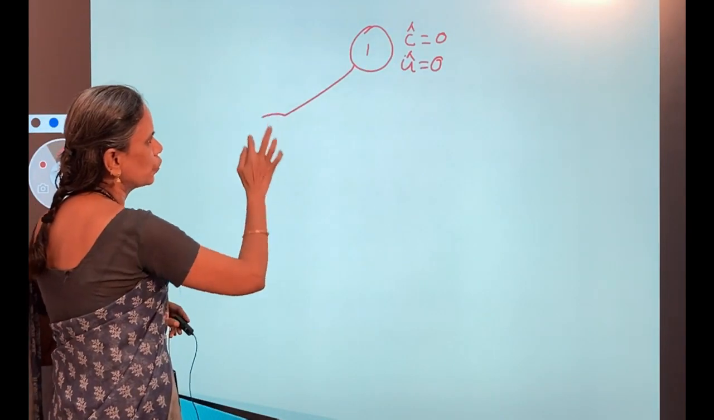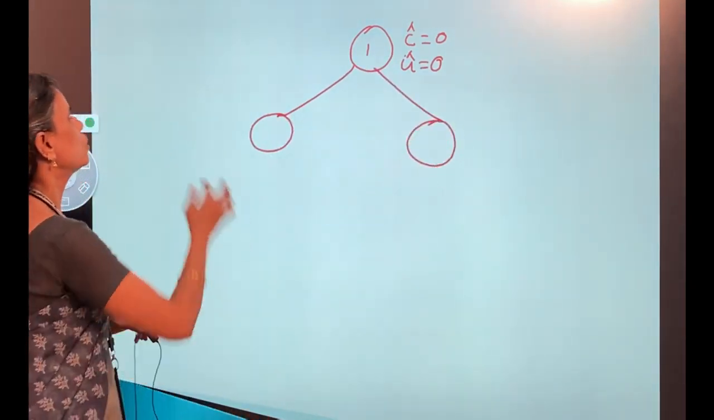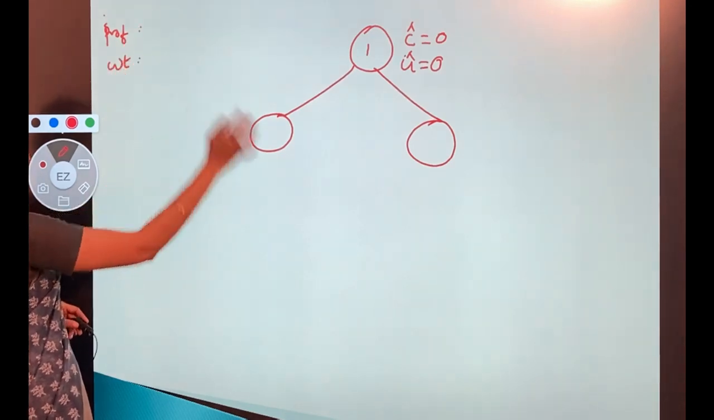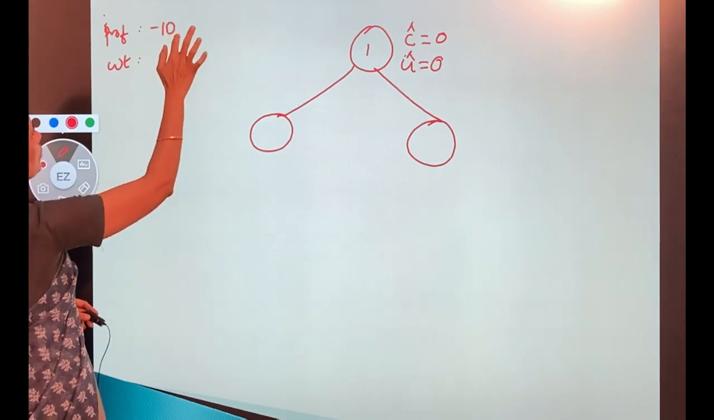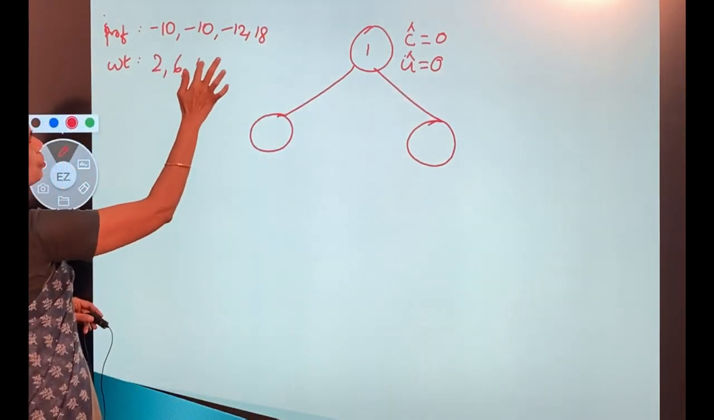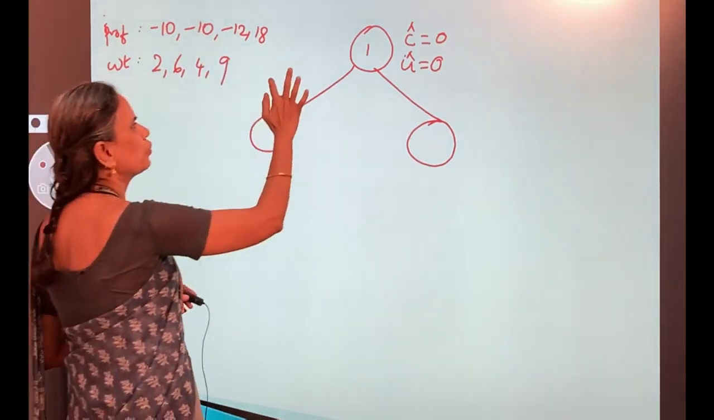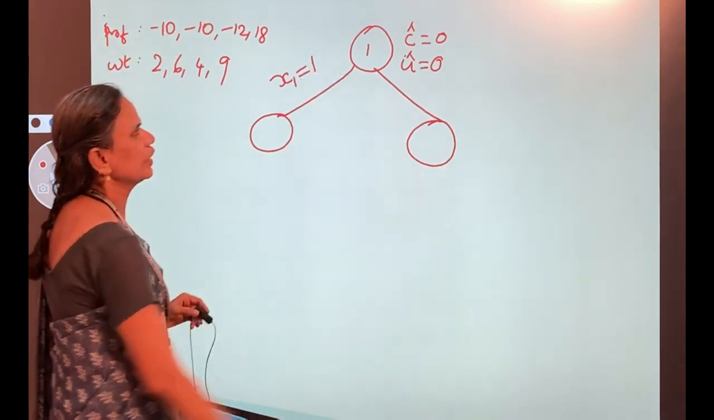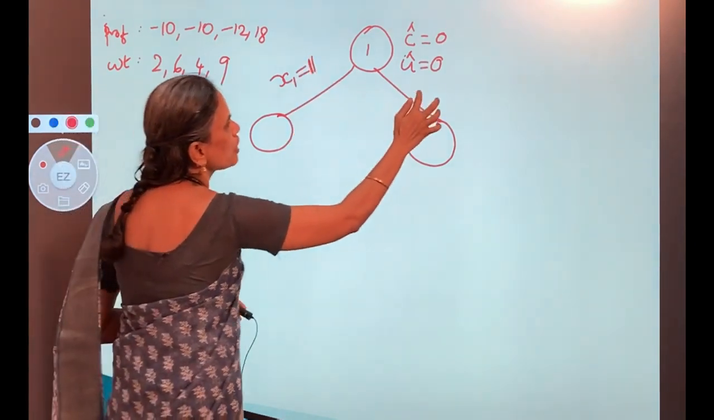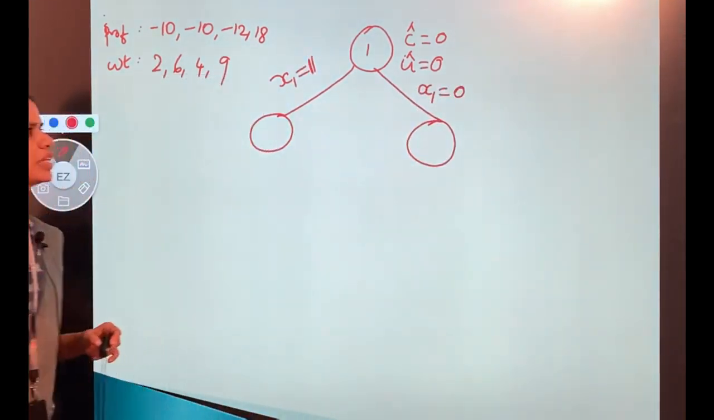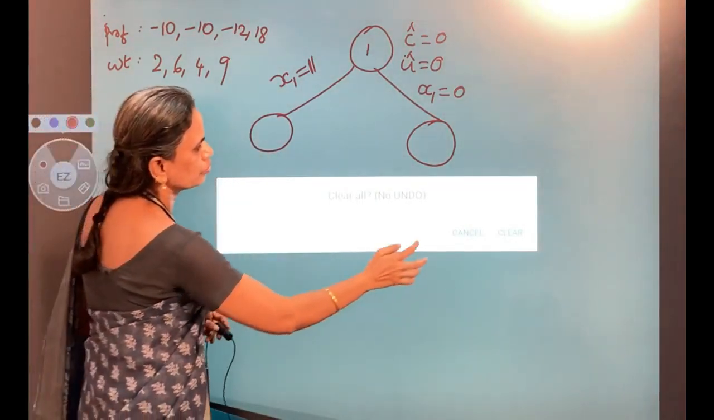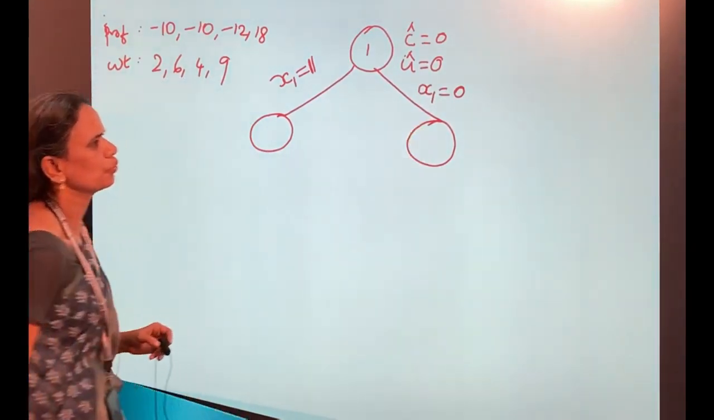Next we consider the next node, by including and by not including object 1. The profit of object 1 will be minus 10, and the weights are 2, 6, 4 and 9. First I am going to place object 1 into the knapsack, so x1 represents object 1 placed into the knapsack. If we write x1 equal to 0, it means we are not going to insert the object into the knapsack.